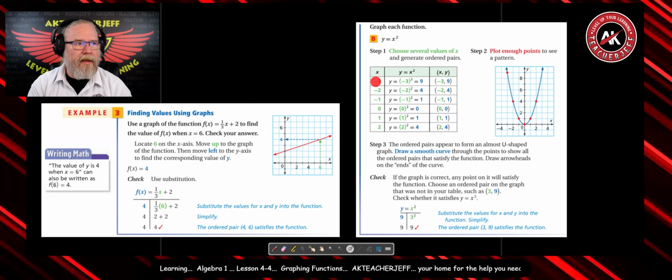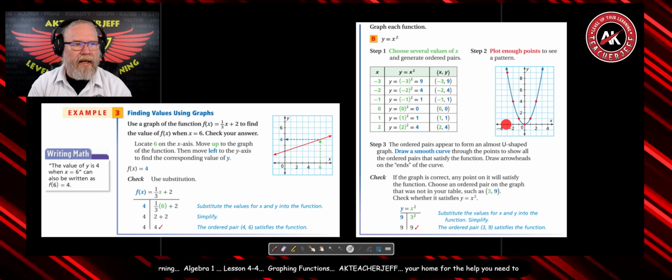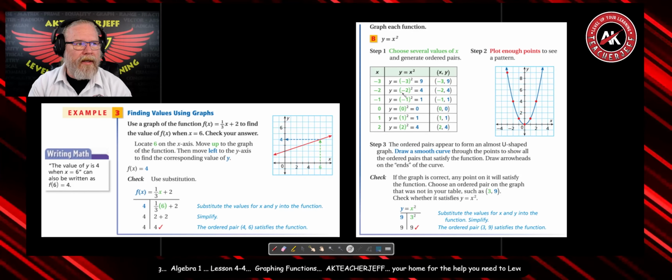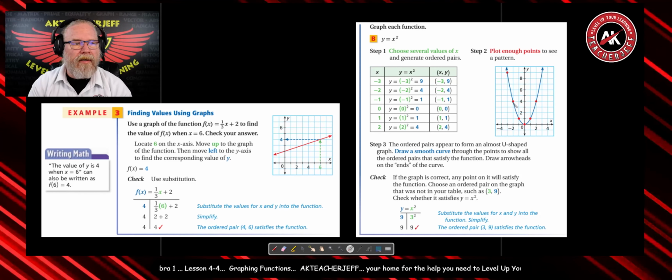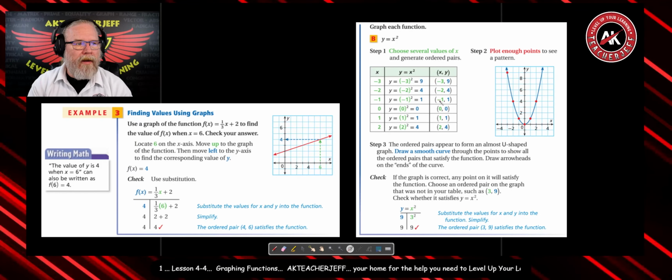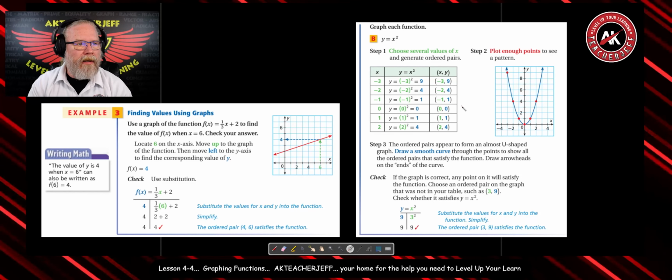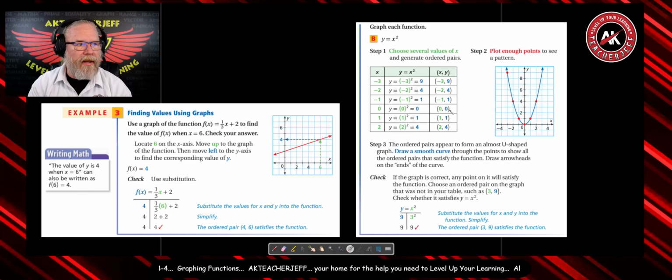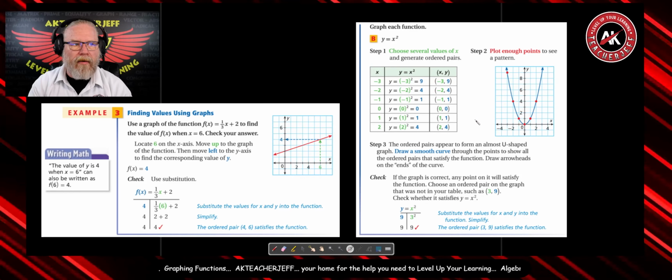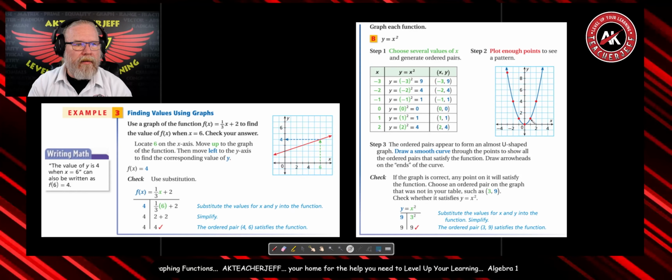Start plotting them. -3, 9. Here's -3, here's 9. So that's that point. -2, +4, excuse me, +4. -1, +1, that's that point there. 0, 0, that's the origin. 1, 1, right there.